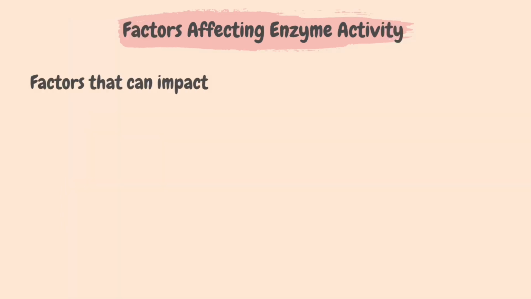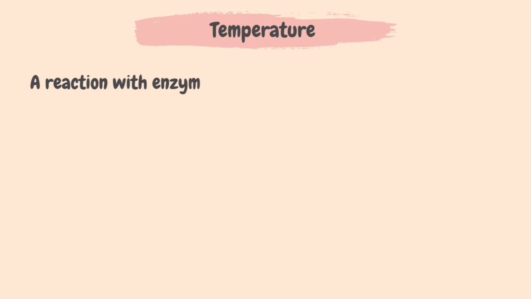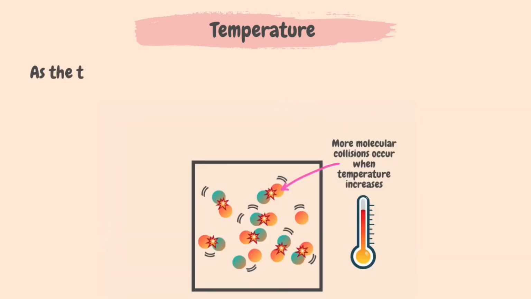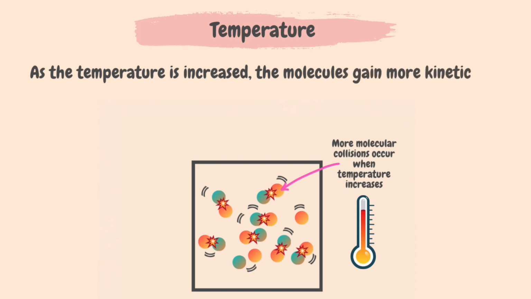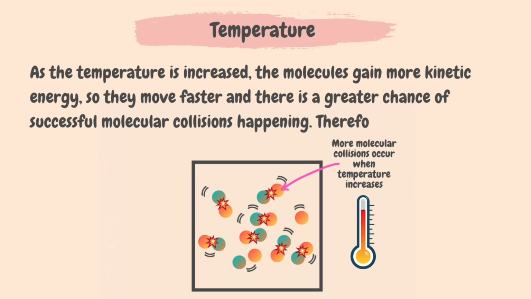Now let's look at the factors that affect enzyme activity. They are temperature and pH. The rate of an enzyme-catalyzed reaction increases as the temperature increases. As the temperature is increased, the molecules gain more kinetic energy, so they move faster, and there is a greater chance of successful molecular collisions happening. Therefore, the rate of reaction increases.